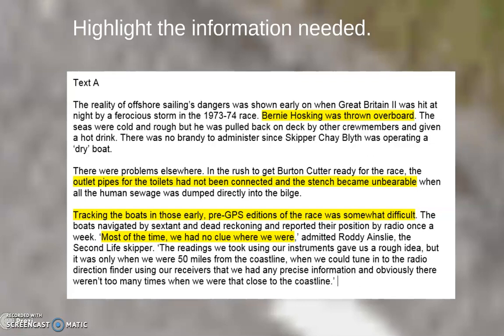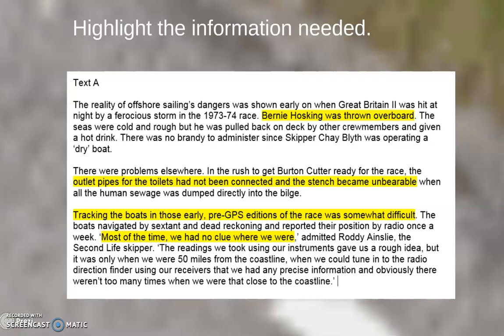So I have now highlighted what I think the main hazards are. The question is worth 3 marks, so I know that I'm going to put down at least 3 hazards. As you can see, the first thing I've highlighted is the quote, Bernie Hoskin was thrown overboard. Clearly being thrown overboard is a hazard, so I have highlighted that. The next thing I've highlighted is the outlet pipes for the toilets had not been connected and the stench became unbearable. Clearly, there is a biological hazard here, so I have highlighted this section.